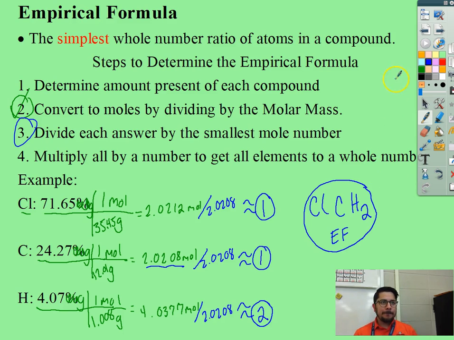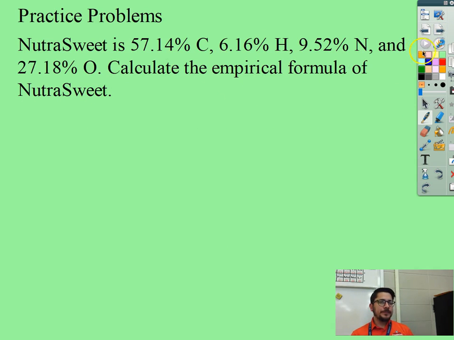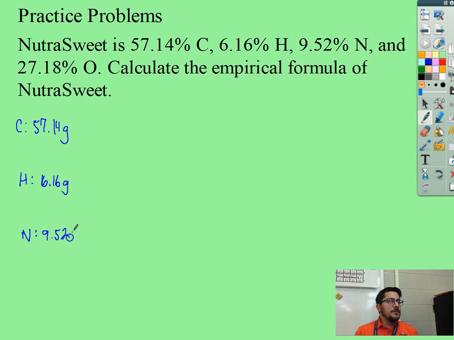Okay? Let's try another together. Just one more together. All right, so this one, you got to set it up just like how I had that last problem. I did it for you, but I want you to try doing this one. So we have carbon, which is 57.14%, but I'm going to change it to grams. Then I have hydrogen, which is 6.16 grams. Then I have nitrogen, which is 9.52 grams. And then oxygen, which is 27.18 grams.